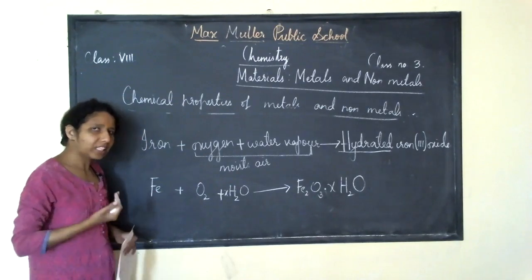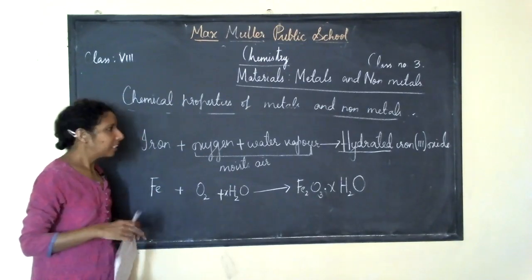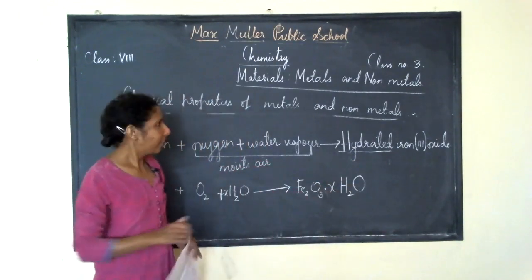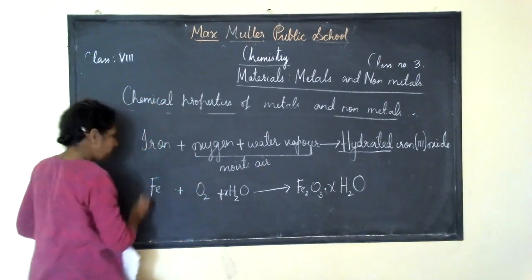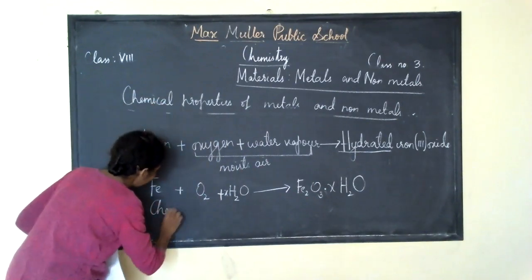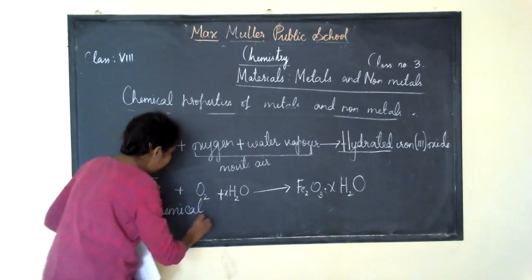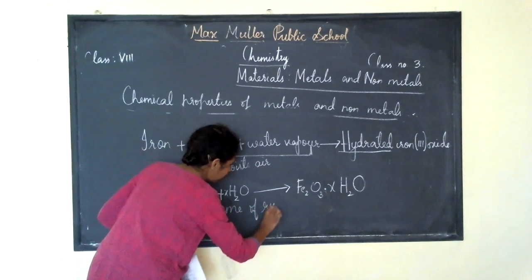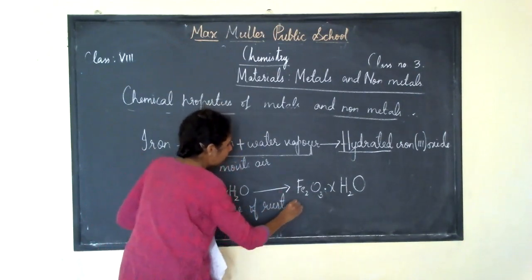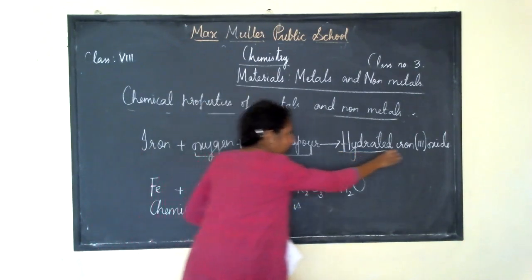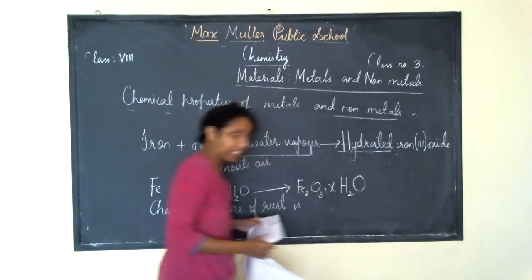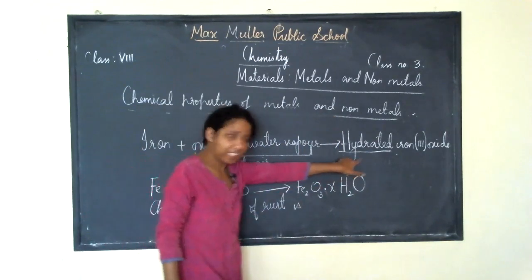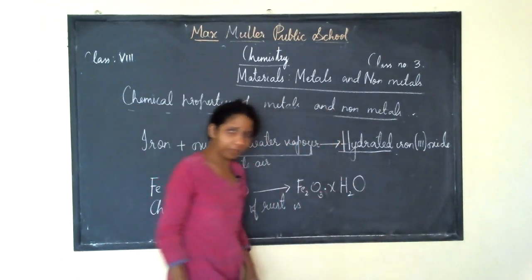If someone asks, what is the chemical name of rust? It is hydrated iron 3 oxide. Write down: chemical name of rust is hydrated iron 3 oxide.